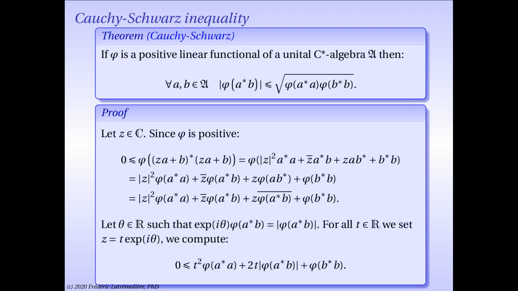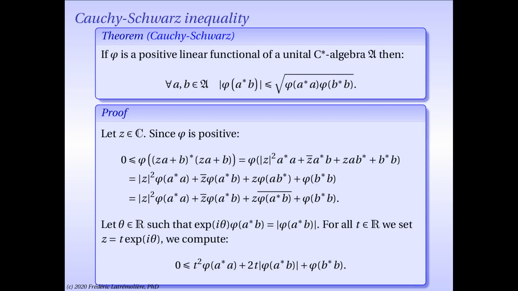Let A and B be two elements of our C-star algebra, and let z be a complex number. Since phi is positive, I know that phi of the product of the adjoint of zA plus B with zA plus B is a non-negative number. Then I can, of course, expand the argument of phi here using the usual rules inside a C-star algebra. And then I can use the fact that phi is linear.